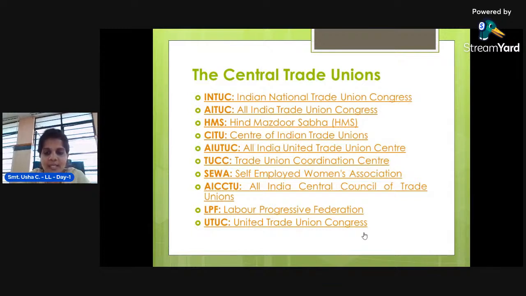There are also various government trade unions. With this kind of trade union, it is possible for employees or laborers to protect their rights, protect their employment rights, and avail the benefits of employees.